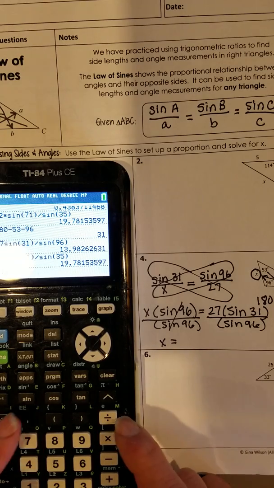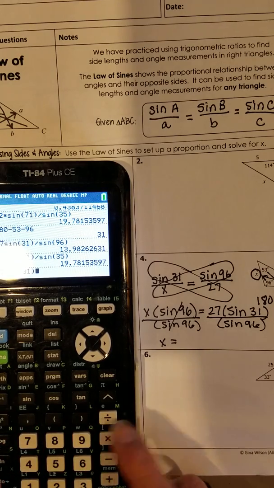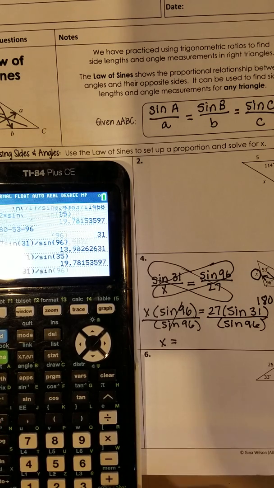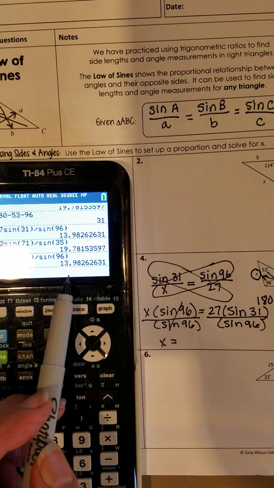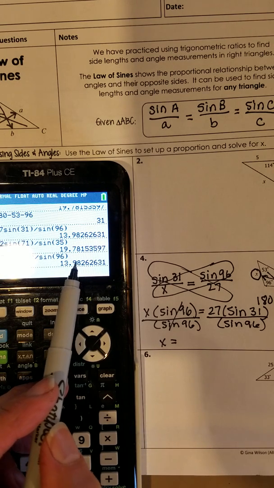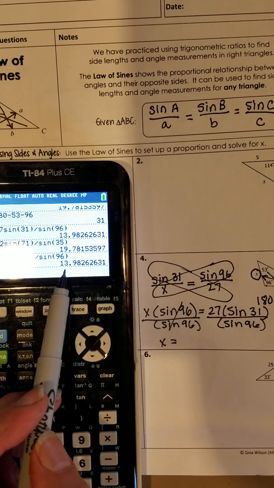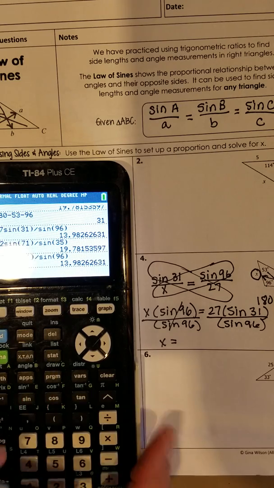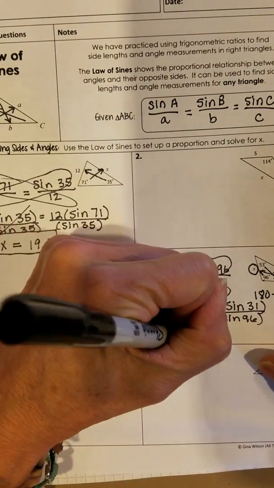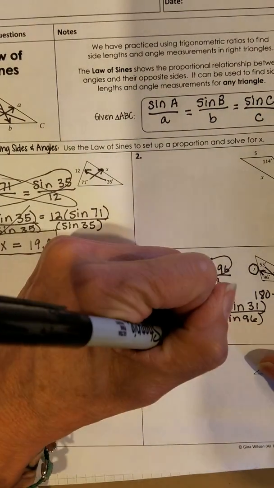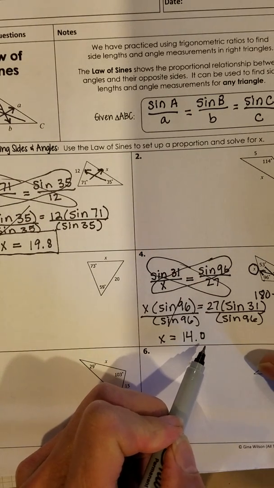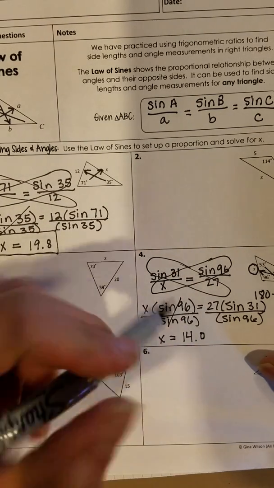27 sine 31 divided by sine 96. Boom. 13.982, rounding to the nearest tenth, so the 8 makes the 9 a 10, which makes 13.9 into 14. So, what I learned in college was you don't just write 14, you write 14.0, because that tells the person reading your work that you rounded to the nearest tenth.